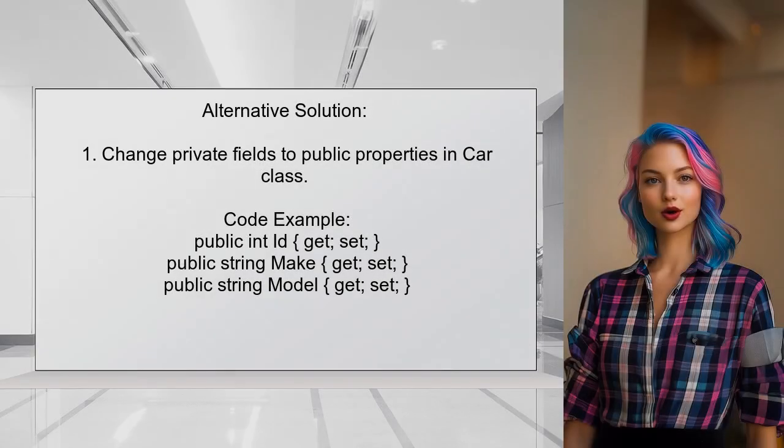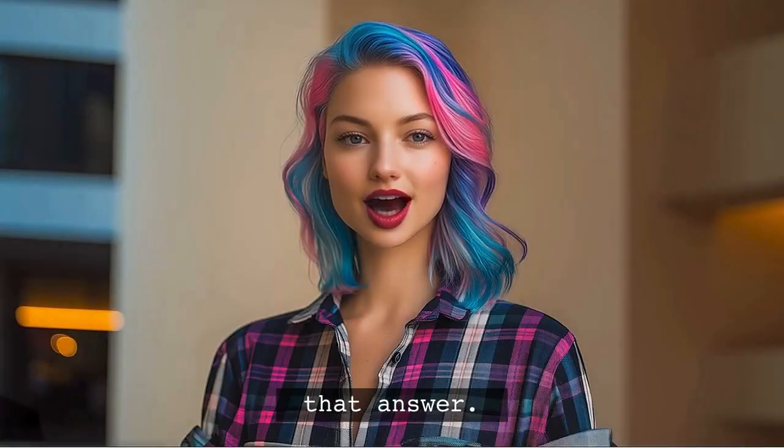An alternative solution from another user suggests that the issue may be due to the use of private fields in your car class. They explain that JSON serialization requires public properties instead. Changing your fields to properties could resolve the problem of receiving empty JSON objects. That wraps up that answer. Let's move on to another one.